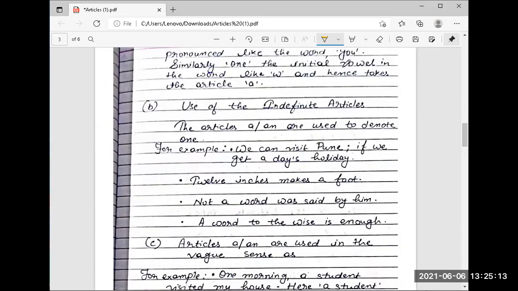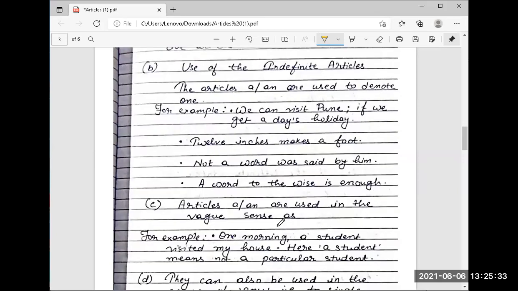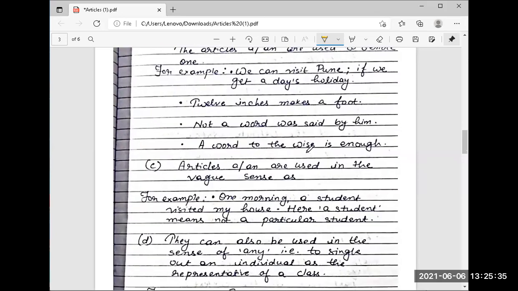Now indefinite articles. Where do we use these indefinite articles? Indefinite articles, again, the articles a and an are used to denote one. We can visit Pune if we get a day's holiday. Twelve inches make a foot. Not a word was said by him. A word to the wise is enough.